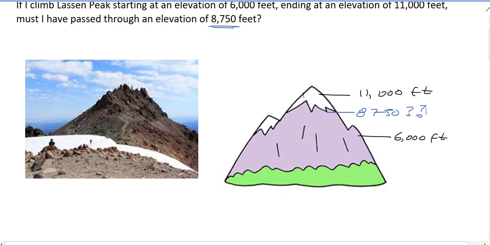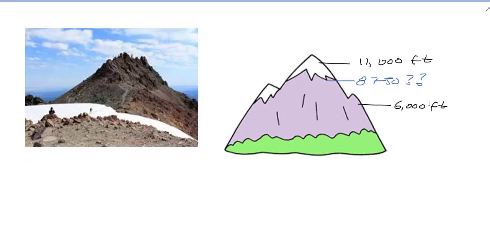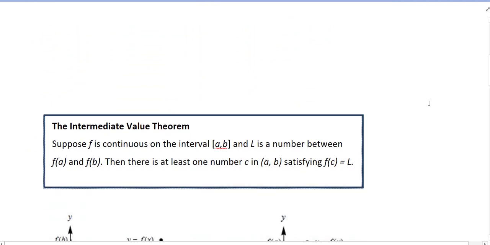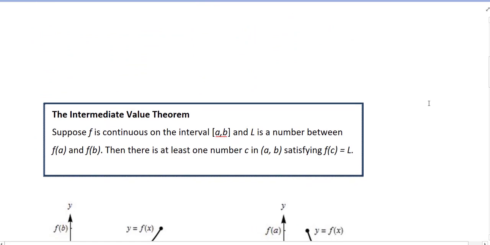So hiking, things like this, elevation is a continuous function. To go from one height to another, you have to pass every value in between, and that's what we know as the intermediate value theorem. The intermediate value theorem tells us that if we have a continuous function on a closed interval, and L is a number between f of A and f of B, then there's at least one number C in the open interval AB satisfying that the function value of C is equal to that L.